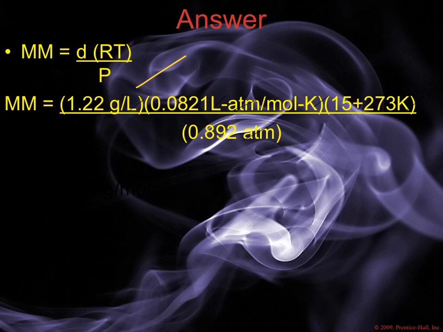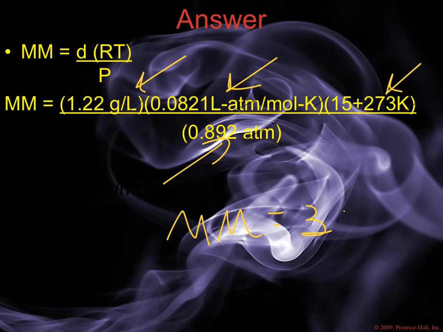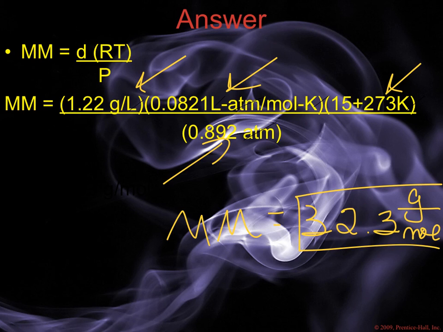And here's the answer. Plugging everything in, we find that the molar mass is, let's see, 32.3. Remember, units for molar mass are grams over mole. And do you think you can guess what this gas might be? What really common gas do we know that has a molar mass of 32? Oxygen.